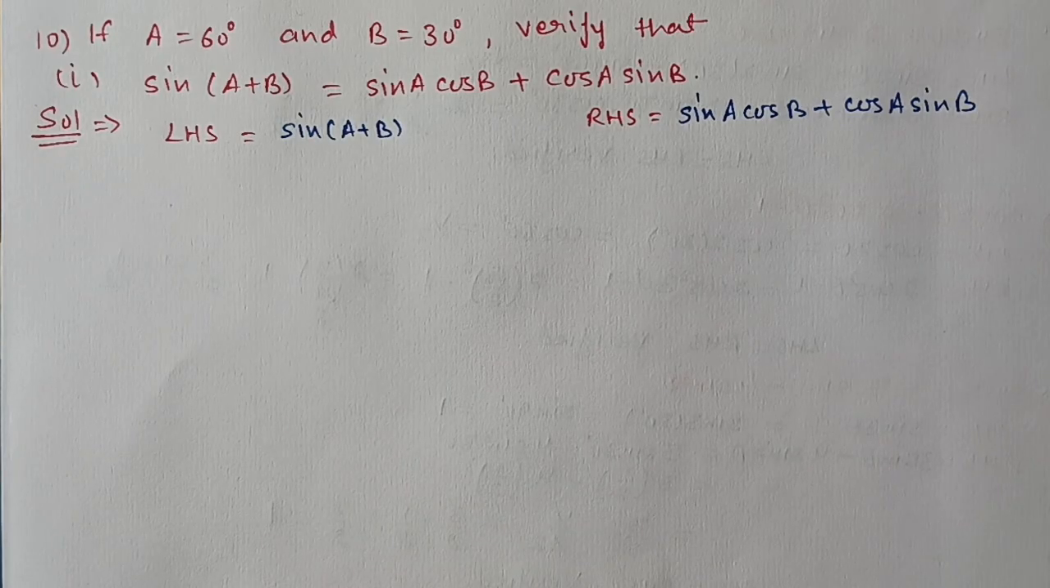Next, 10th question, first part. If A is equal to 60 degree and B is equal to 30, then verify that sin(A plus B) is equal to sin A cos B plus cos A sin B. So this A and B value we will substitute, first left side and then right side, and then we will check whether both the values are coming same or not.